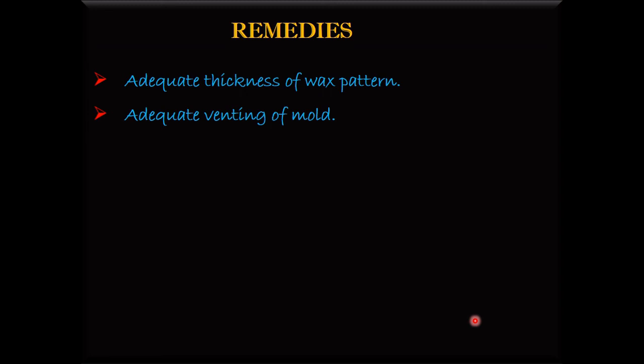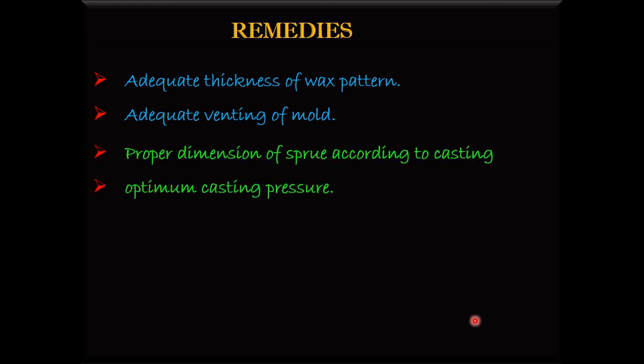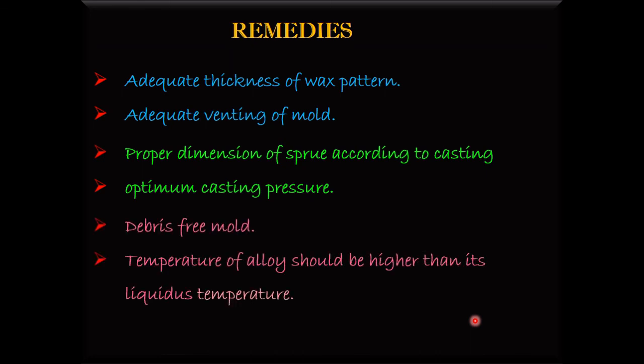So what are the proper remedies? The adequate thickness of the wax pattern should be used. The adequate venting of the mold should be there. Proper dimension of the sprue according to the casting. Optimum casting pressure, and the mold should be debris free. The temperature of the alloy should be higher than its liquidus temperature.